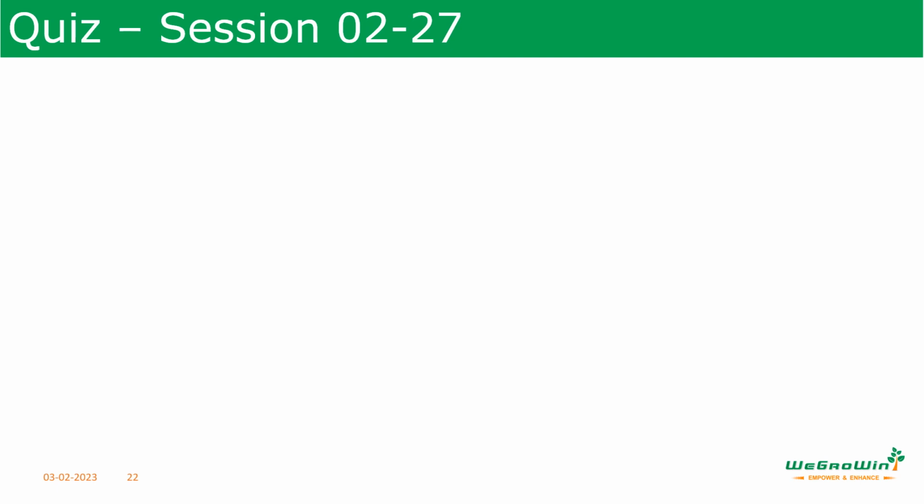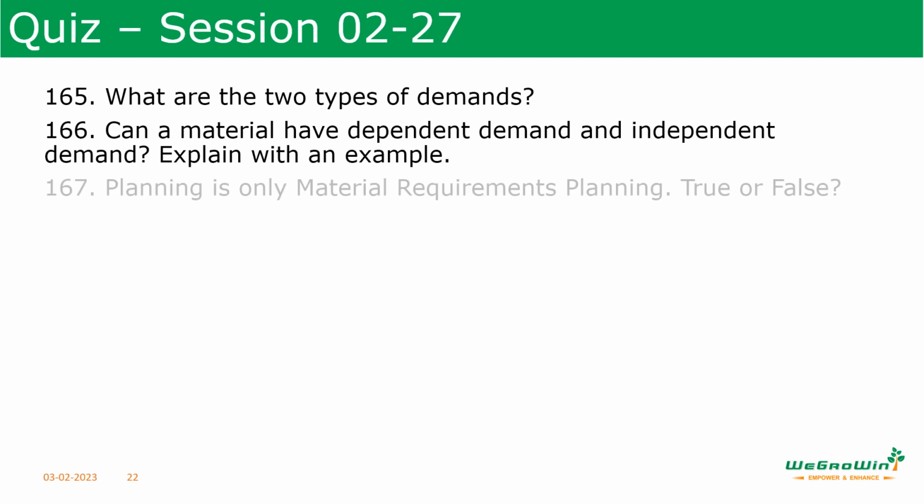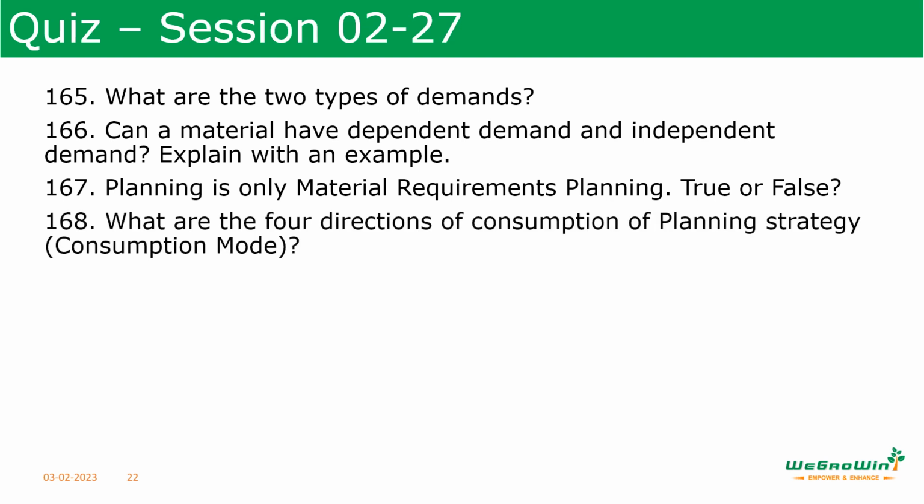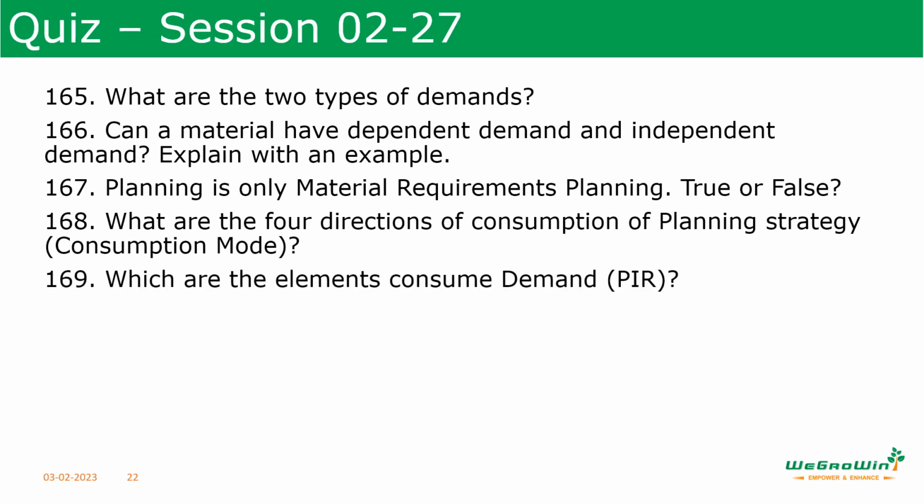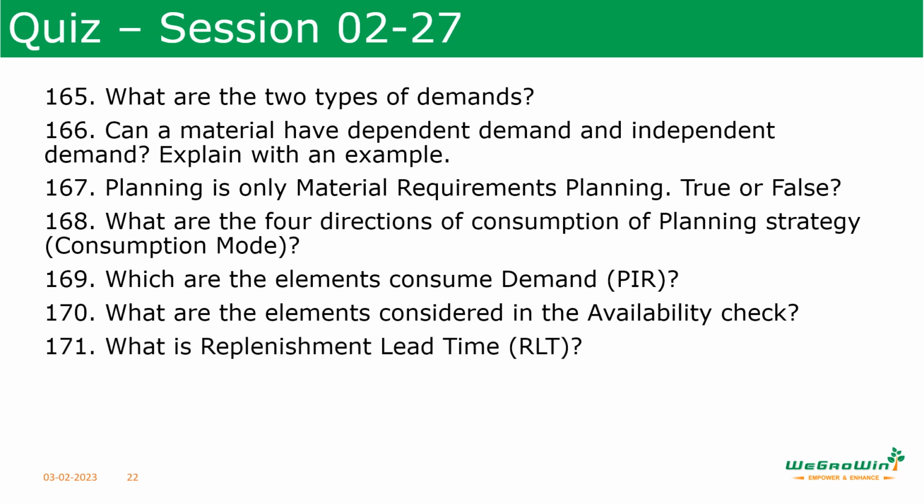Now let us go to the quiz of this current session. What are the two types of demands? Can a material have a dependent demand and also an independent demand? Explain with an example. Planning is only material requirements planning, true or false? What are the four directions of consumption of planning strategy? That is the consumption mode. Which elements consume the demand? What are the elements considered in the availability check? And what is replenishment lead time?